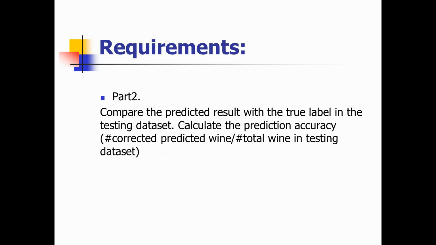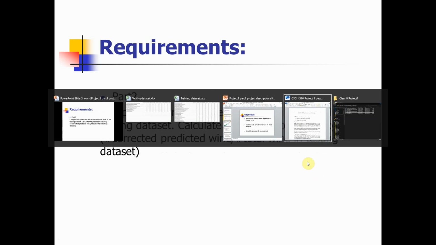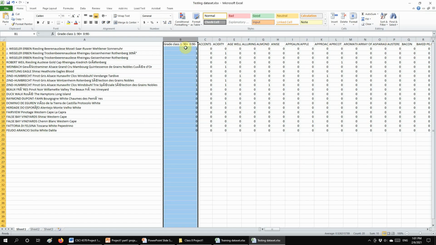The second part is this. Compare the predicted result with the true label in the testing data set. For the testing data set, since you already know the results, I mean, you have their true label. So you need to compare your predicted label with the true label to understand how good your prediction is.